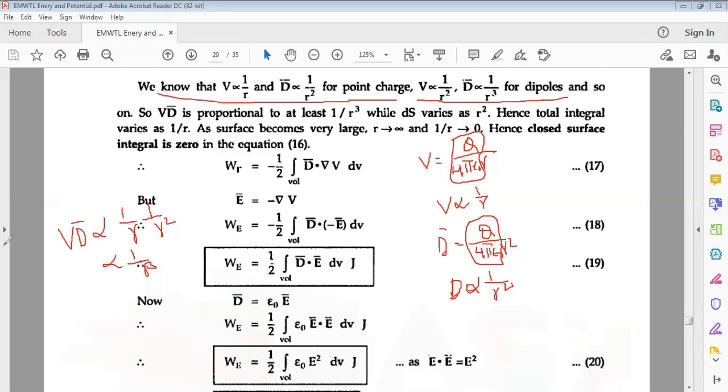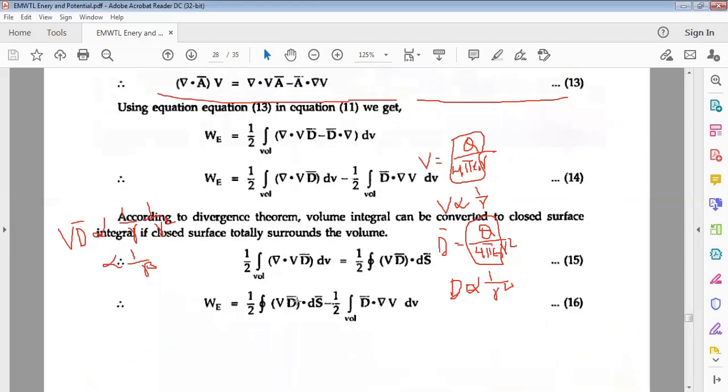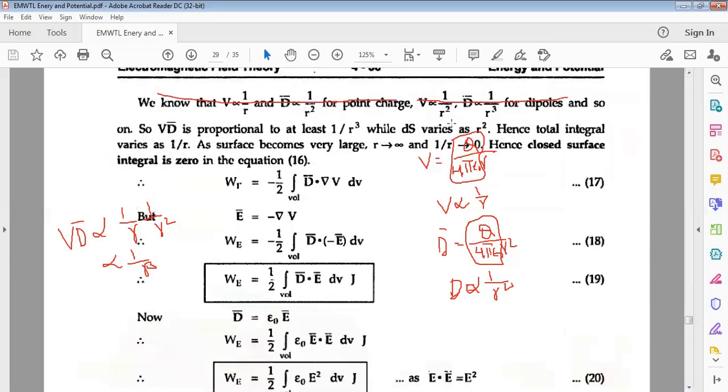Why is it so? In the first term of the integral, V D bar dot DS bar, V D bar is proportional to 1 by R cube and the differential surface DS varies as R square. So 1 by R cube into R square, the R square and cube get cancelled. The total term is proportional to 1 by R, the first integral.